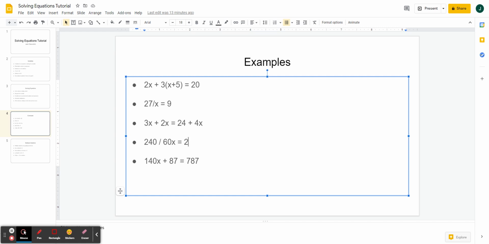Now for this one, it's pretty simple. We're just subtracting this extra number, the constant, and then dividing by this coefficient, which is the one that is being multiplied by x. So first we want to subtract 87 from 787, and that will be 700, and that will get rid of it from this side. And now we'll have 140x equals 700. So all we have to do is divide 700 by 140, and we'll be left with x equals 5.